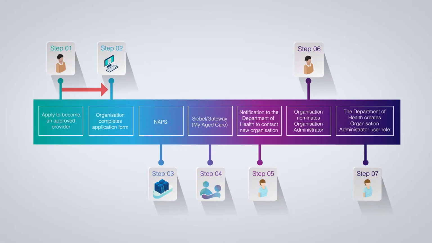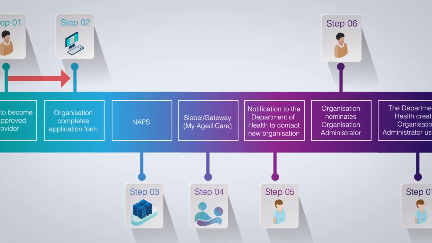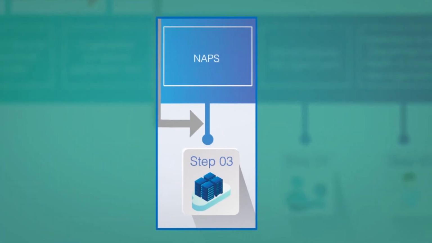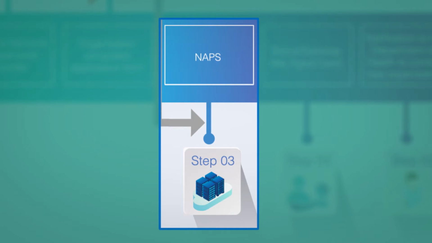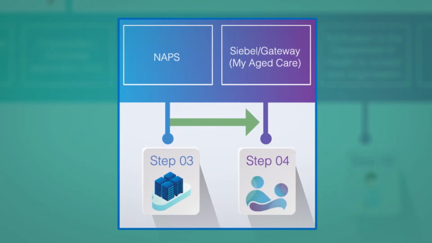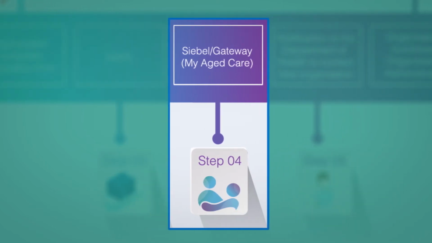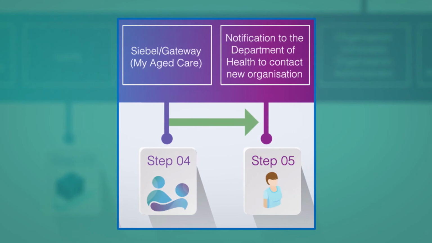If your application to become an approved provider is successful, the Department will enter your organisation's contractual information into the National Approved Provider System, commonly referred to as NAPS. Once this step is completed, your organisation's details will automatically migrate from NAPS into the My Aged Care system. When a new organisation is created in My Aged Care, a notification is sent to the Department via email.